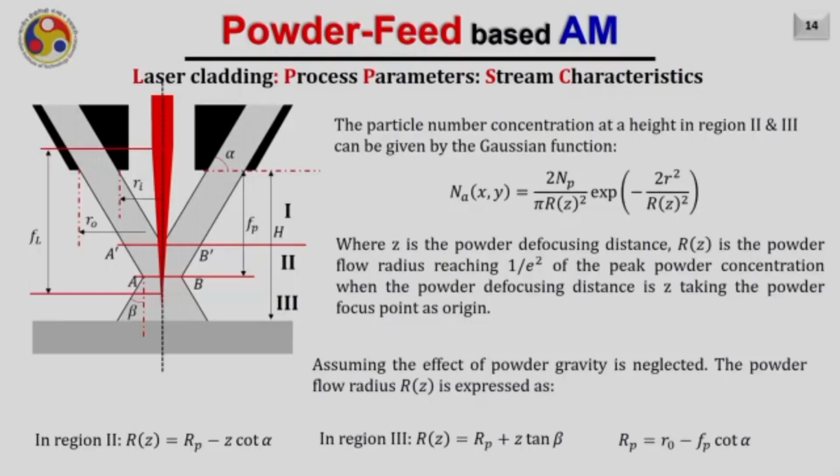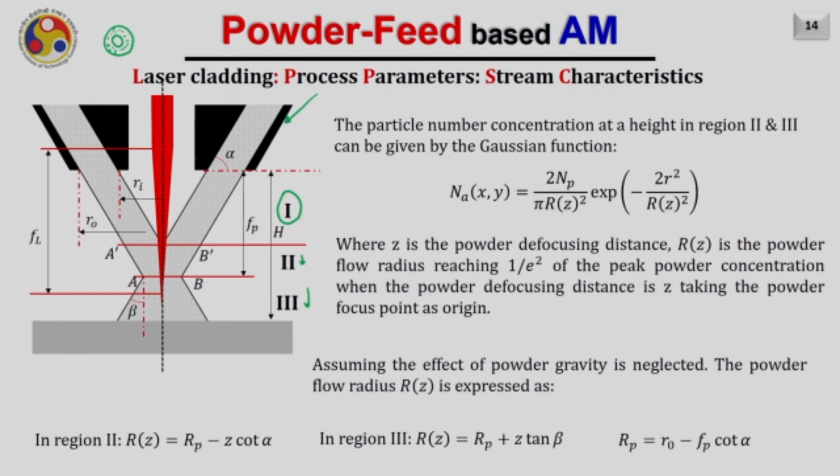Now, let us use this analogy for our coaxial nozzle. So, this is our coaxial nozzle. We are not interested in zone 1 at all, because in zone 1 we are going to have a donut kind of distribution where there will be no powder particles at the center, but the powder particles will be in a zone which is annular here. However, we are interested in zone 2 and zone 3.